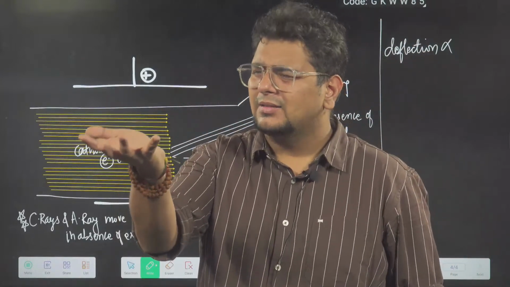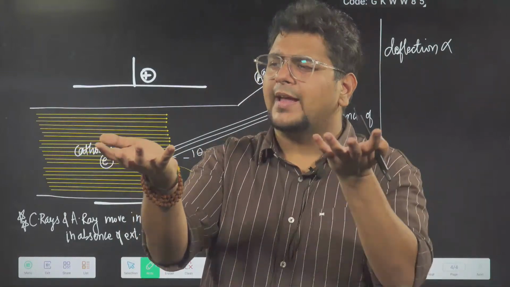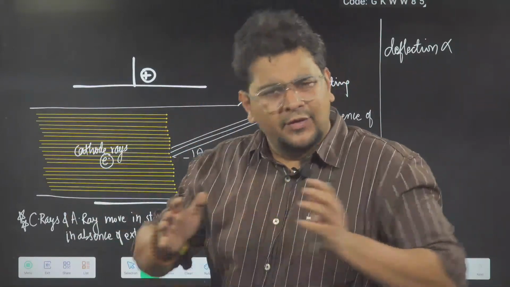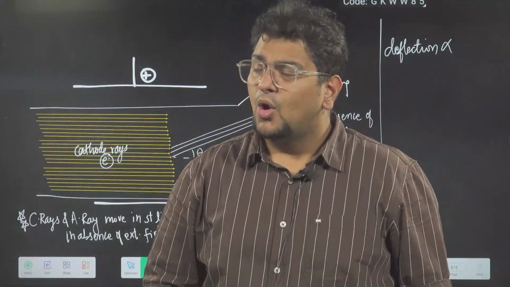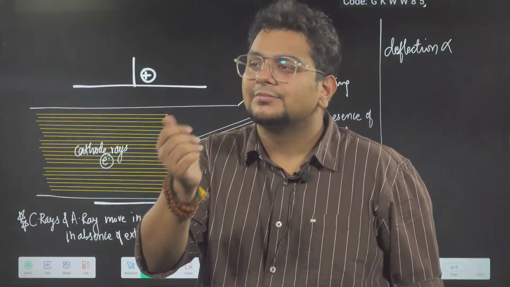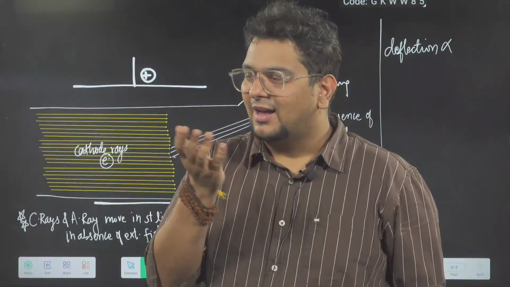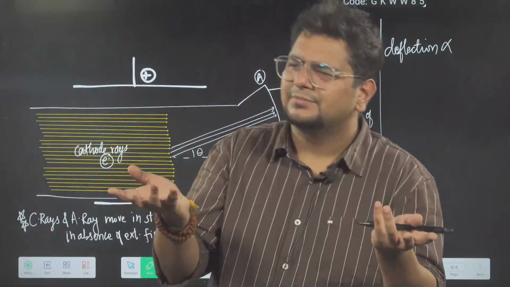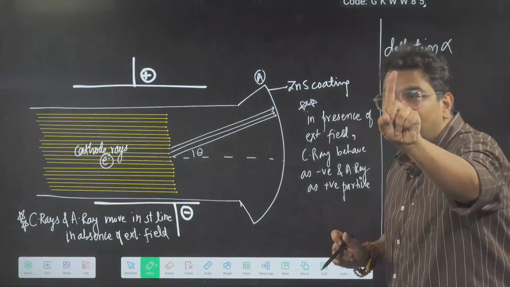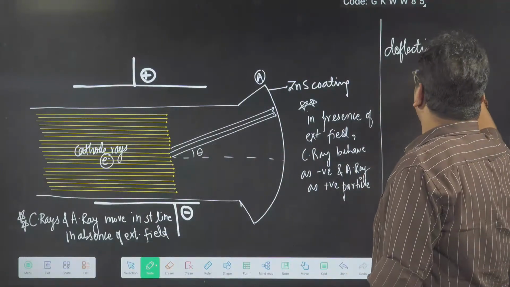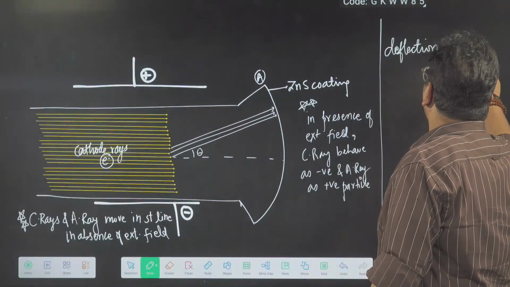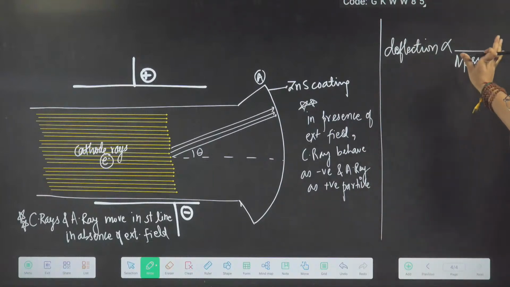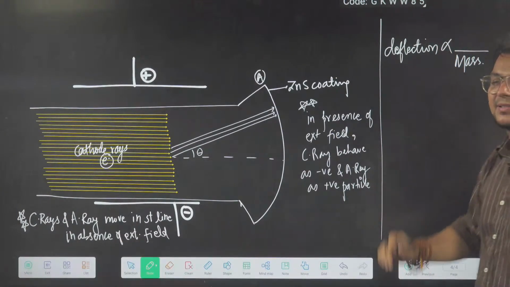A light cathode ray particle or a heavy pulsar? Who will be deflected more from the path? We both are running. Who will be deflected more? A light cathode ray particle or a heavy pulsar particle? Cathode ray, the light particle. So you are trying to tell me that if the mass of the particle is more, deflection will be less.